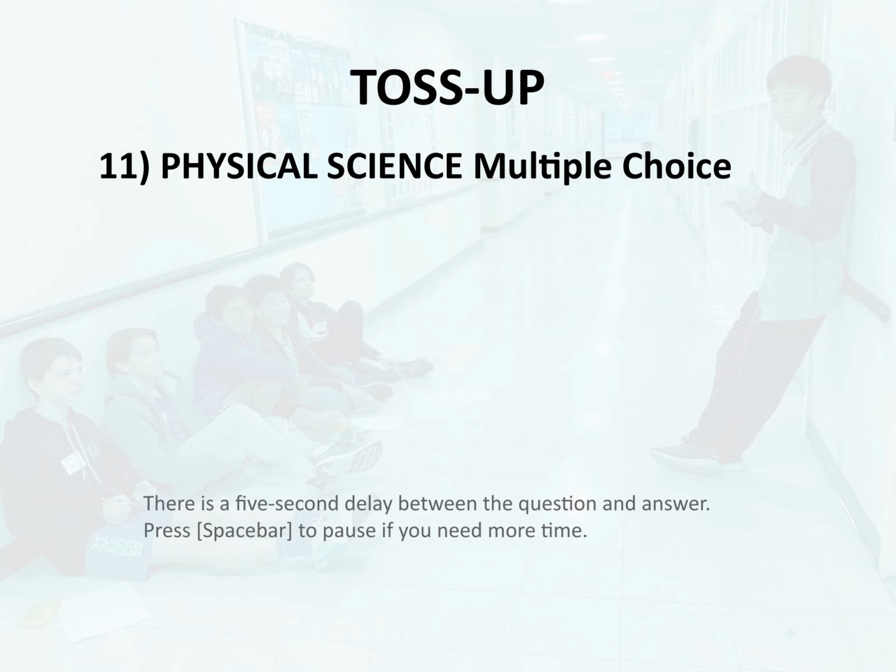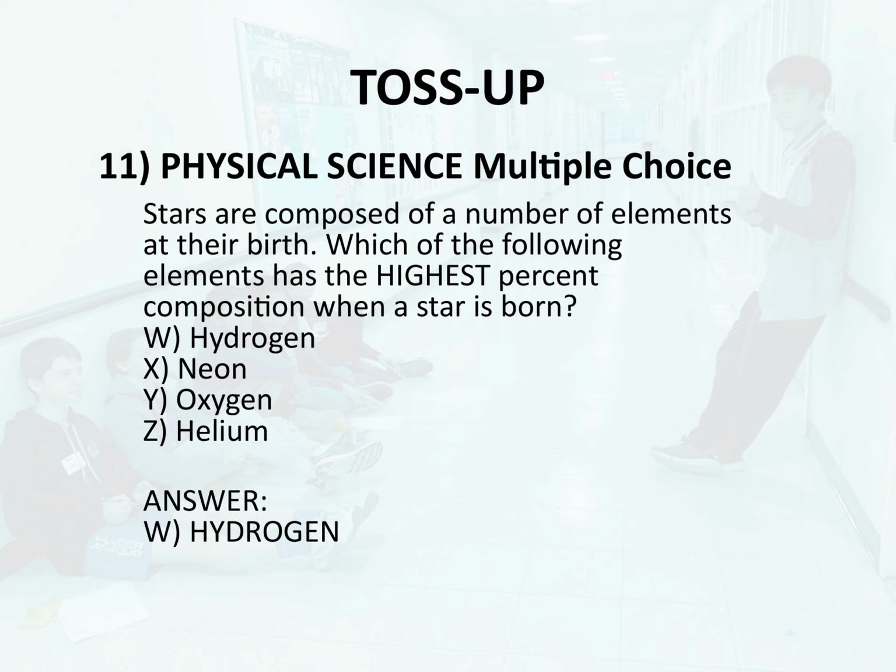Toss-up 11. Physical science. Multiple choice. Stars are composed of a number of elements at their birth. Which of the following elements has the highest percent composition when a star is born? W. Hydrogen. X. Neon. Y. Oxygen. Z. Helium. Answer: W. Hydrogen.